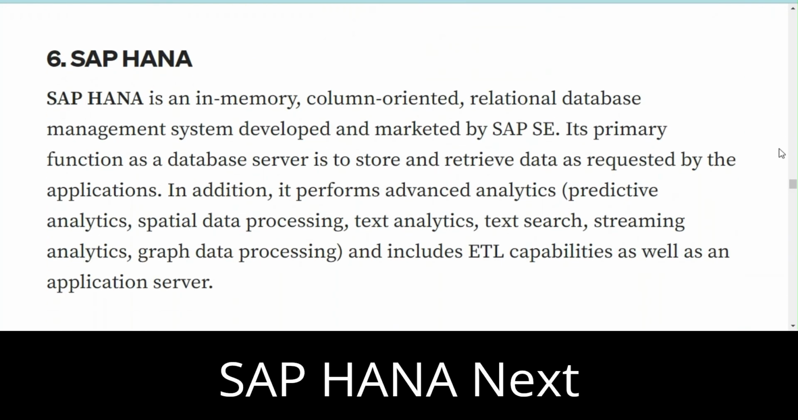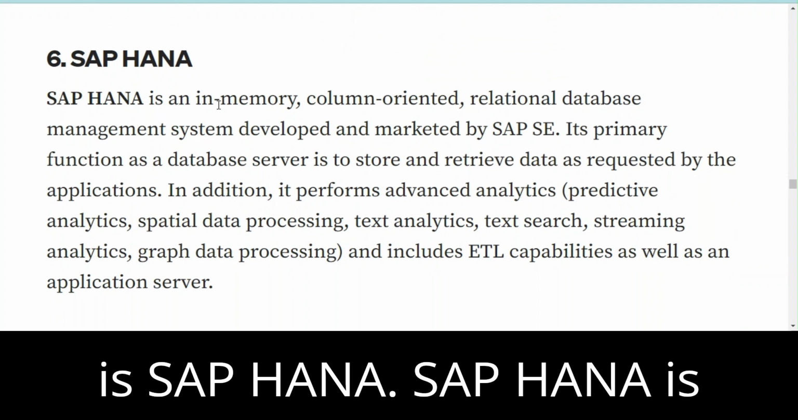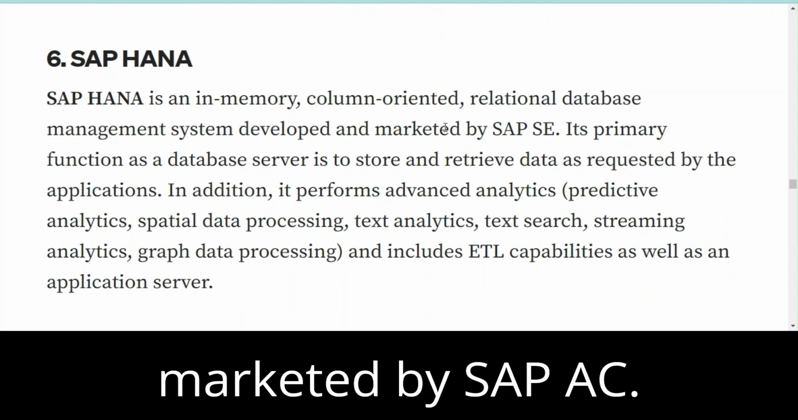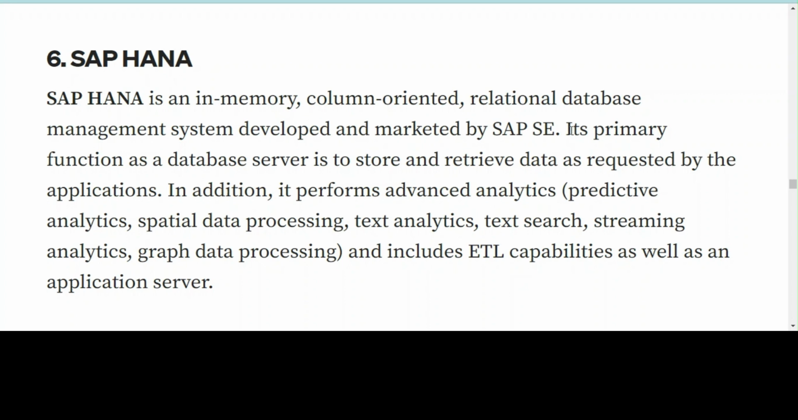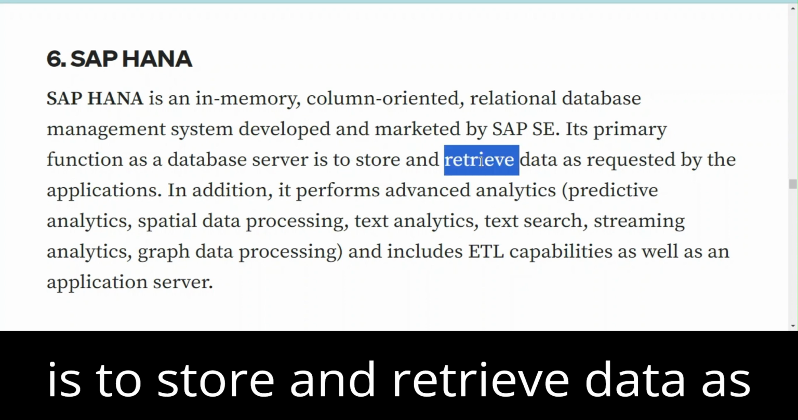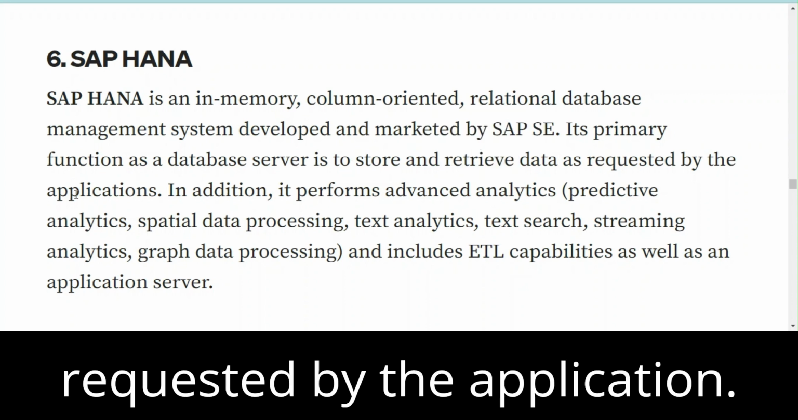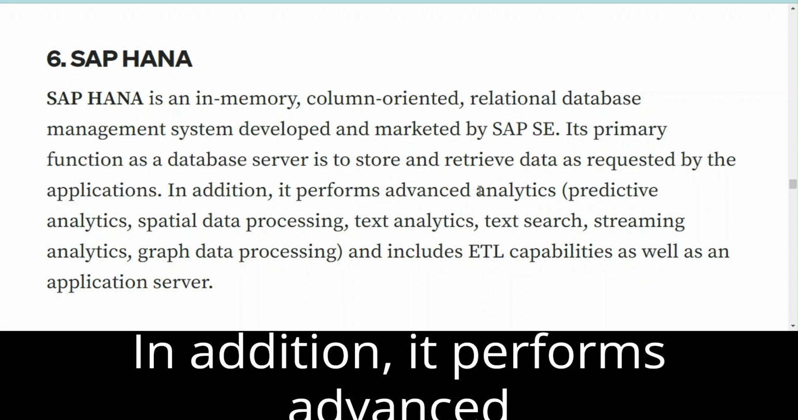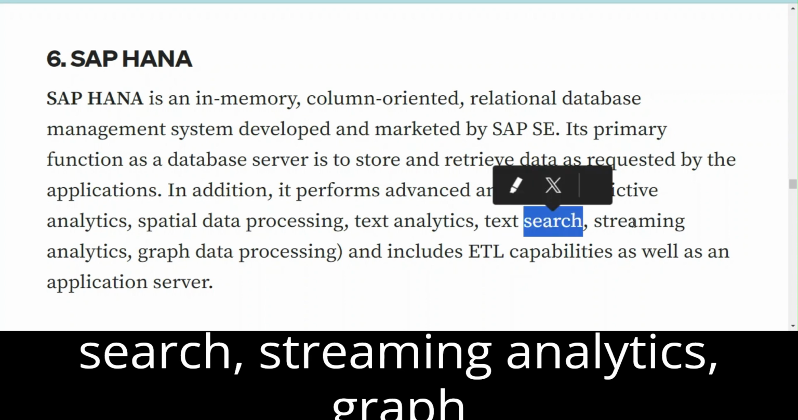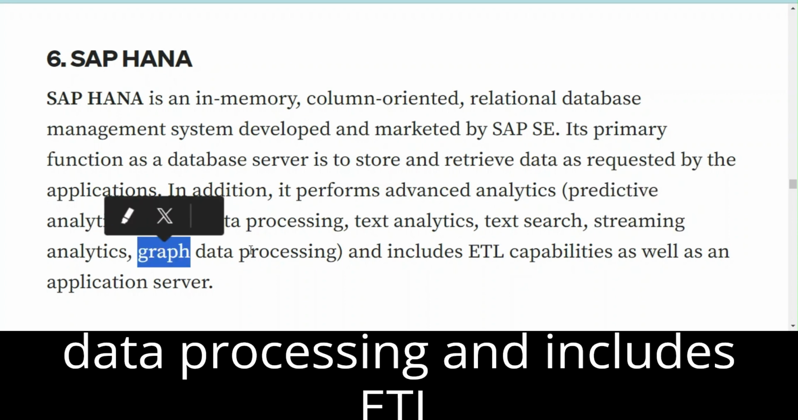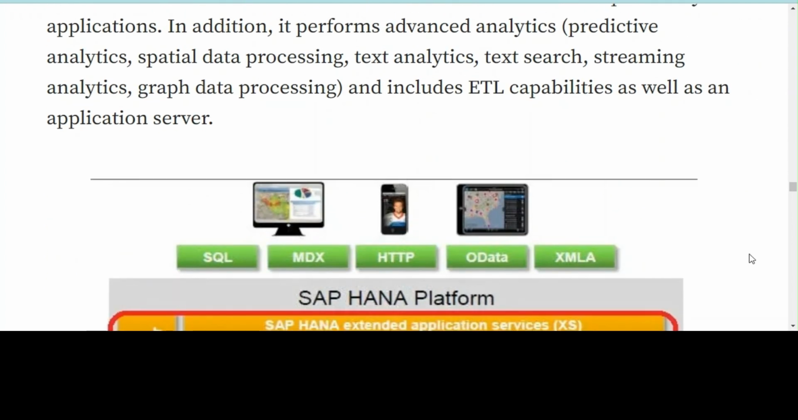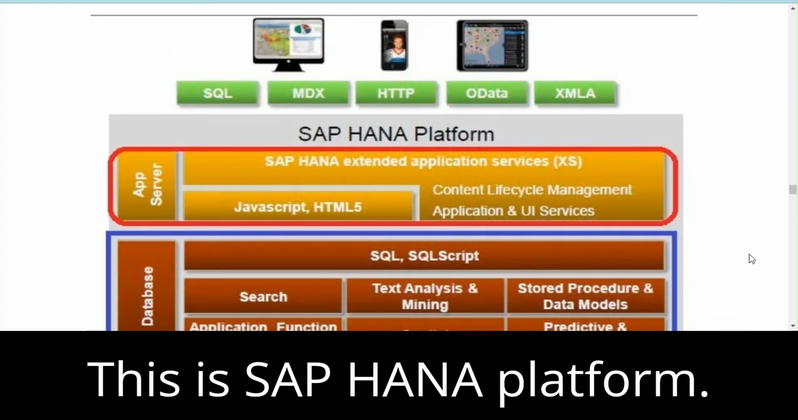SAP HANA. Next is SAP HANA. SAP HANA is an in-memory, column-oriented relational database management system developed and marketed by SAP SE. Its primary function as a database server is to store and retrieve data as requested by the application. In addition, it performs advanced analytics, predictive analytics, spatial data processing, text analytics, text search, streaming analytics, graph data processing, and includes ETL capabilities as well as an application server. This is the SAP HANA platform.